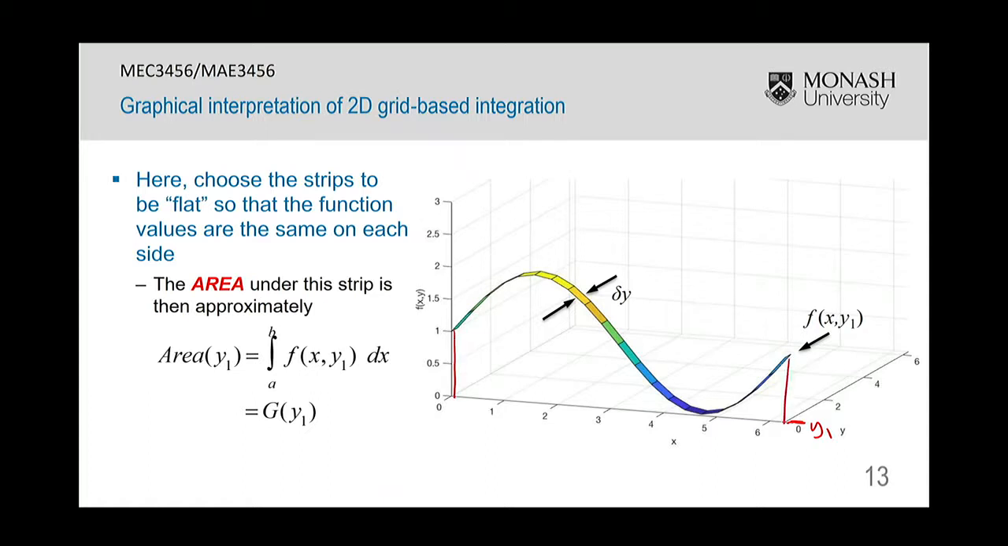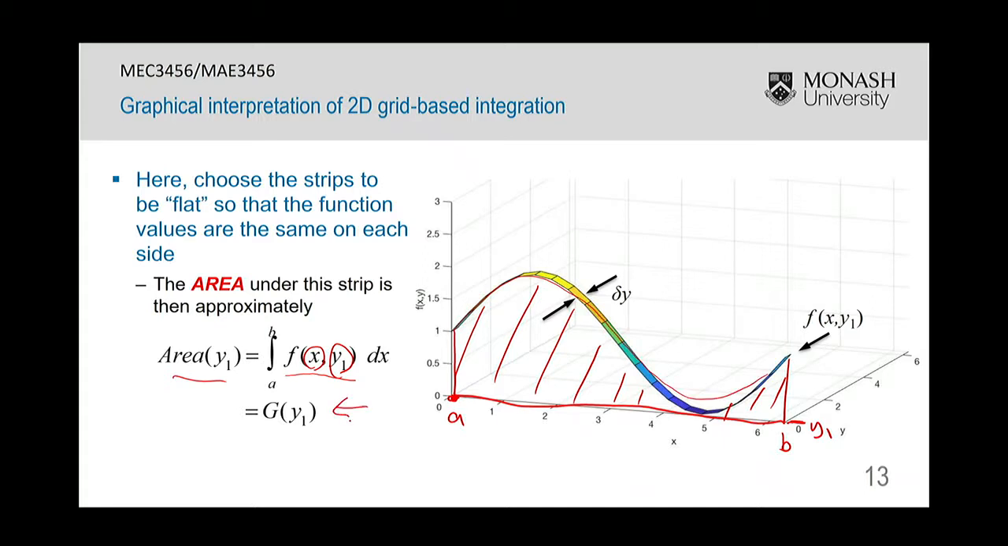In other words, this two-dimensional area here is equal to the integral of f of x evaluated at y1. So f of x goes all the way from a to b, in this case 0 to 6, integrated with respect to x, and we get an area under this particular curve. We're going to call that g of y1. It's our x integral of our function with y set constant at y1. So we can calculate an area underneath this curve.